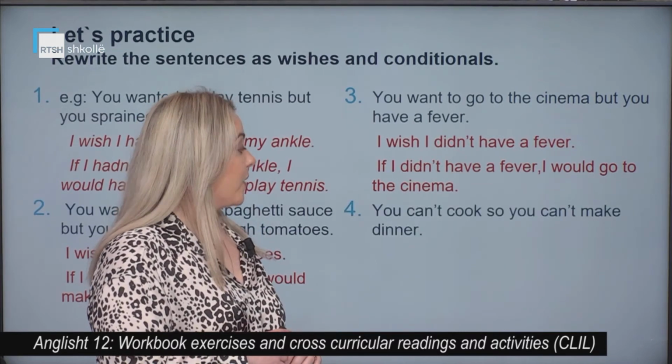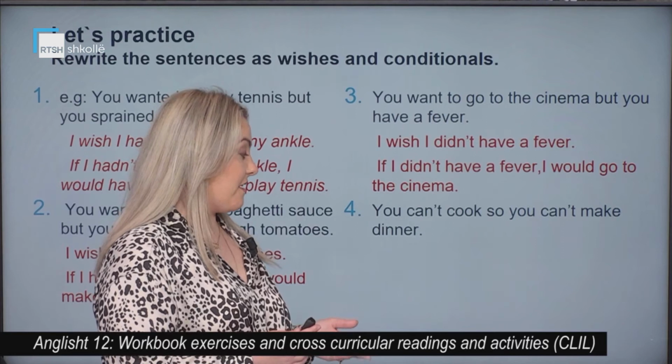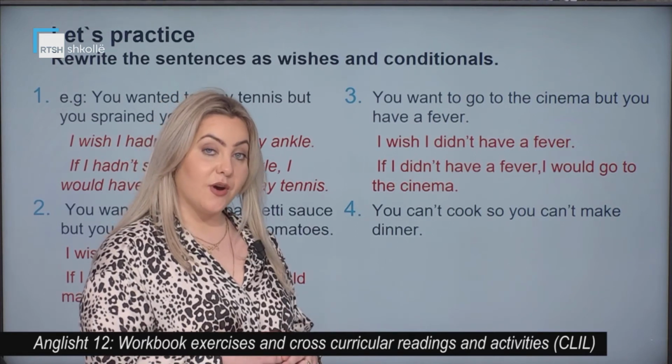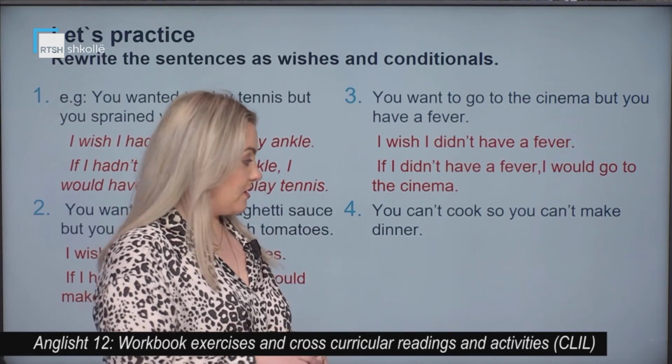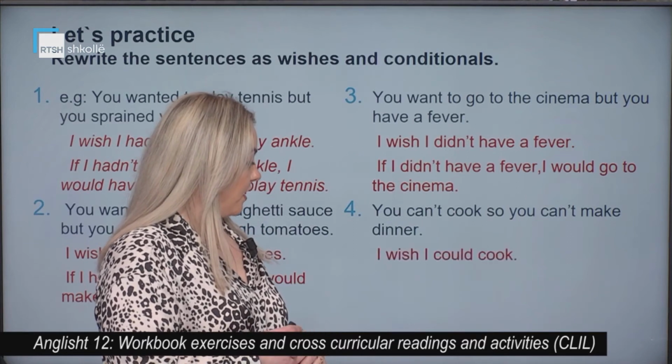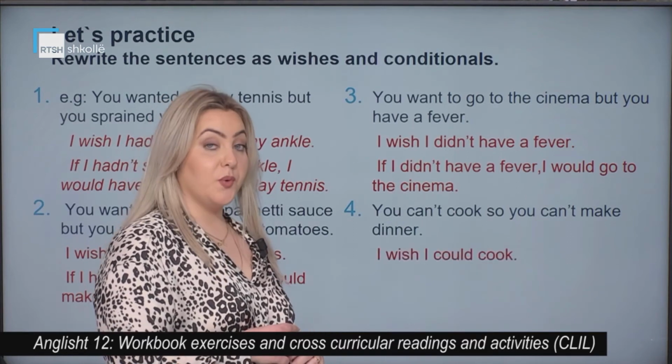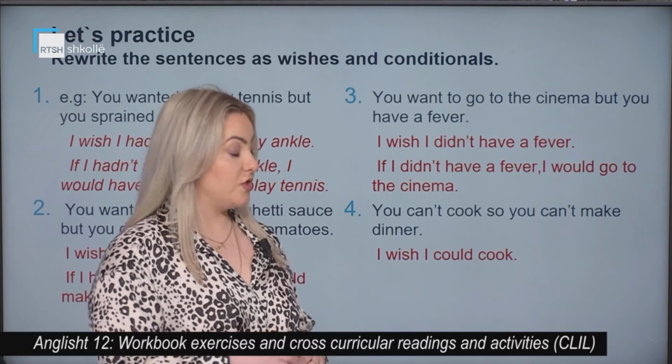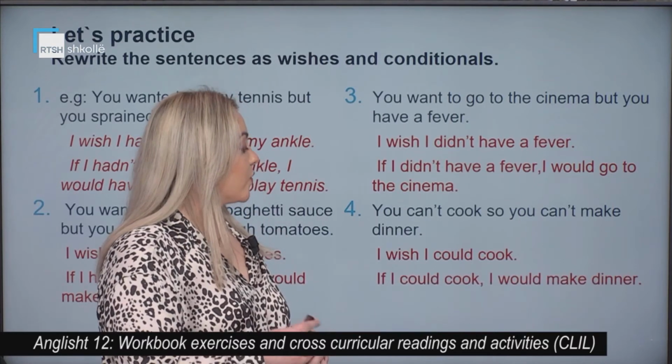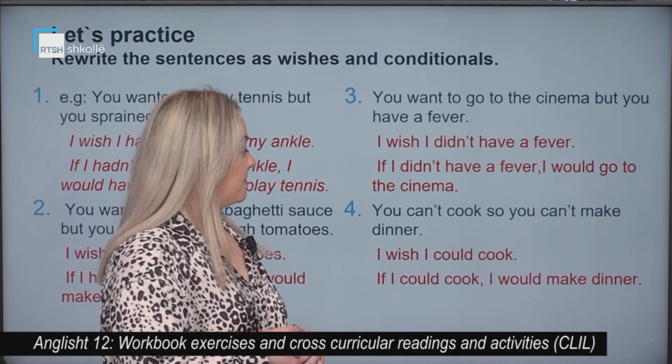Number 4, you can't cook, so you can't make dinner. Let's see the correct answers and transformations. The first one with I wish. I wish I could cook, and the second one as a conditional. If I could cook, I would make dinner.